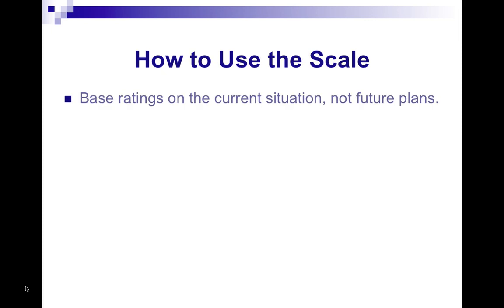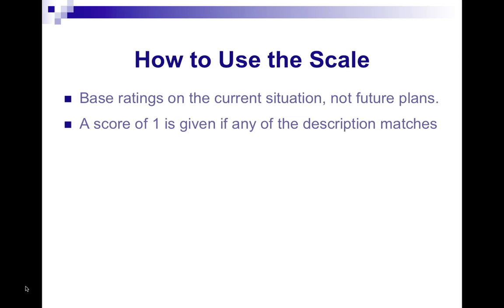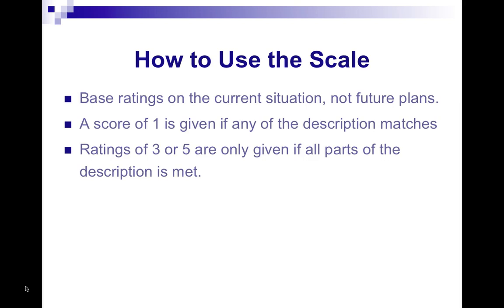How to use a scale? Of course, you base the ratings on the current situation, not on future plans that you might have for your classroom. A score of 1 is given if any of the description matches. 3s and 5s are only given if all parts of the description are met. So remember the 1s, even if there's just one yes under the 1s, remember that's negative. You'd score that a 1, so you're not able to score any higher than that.